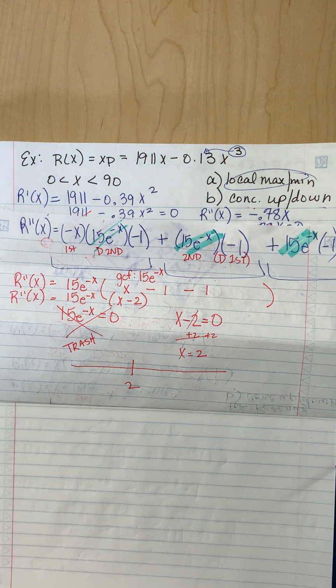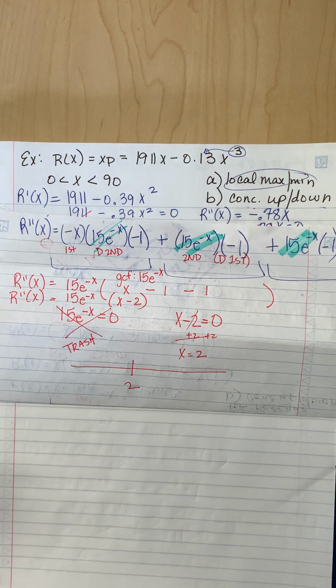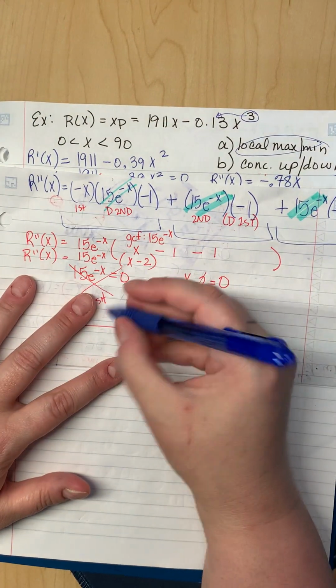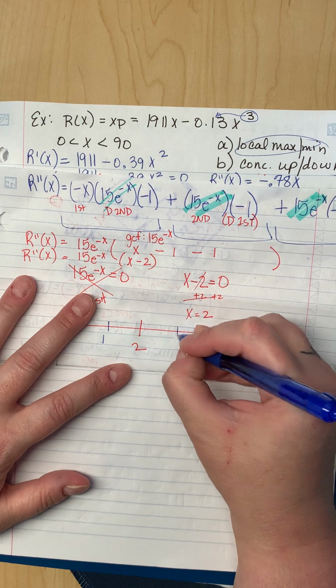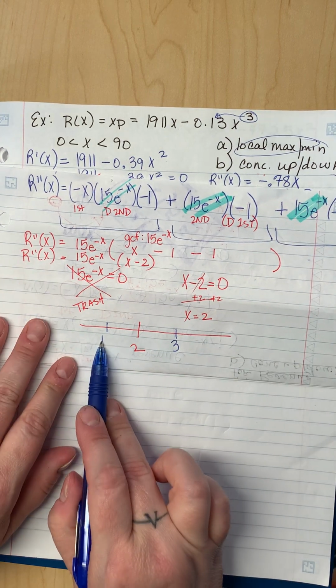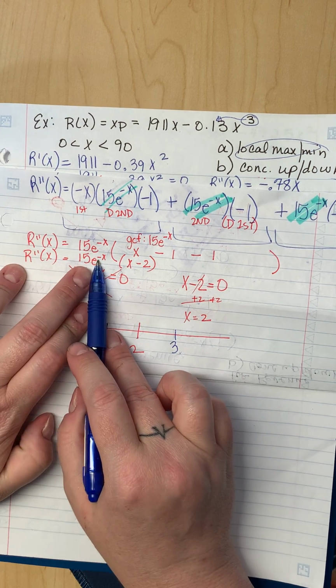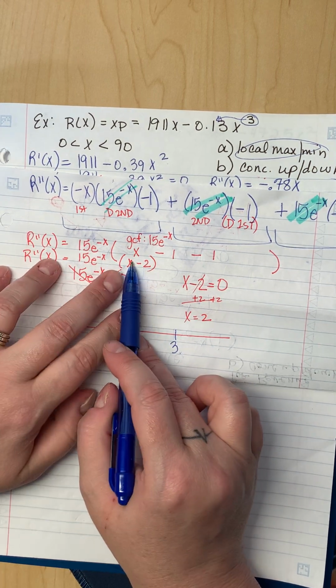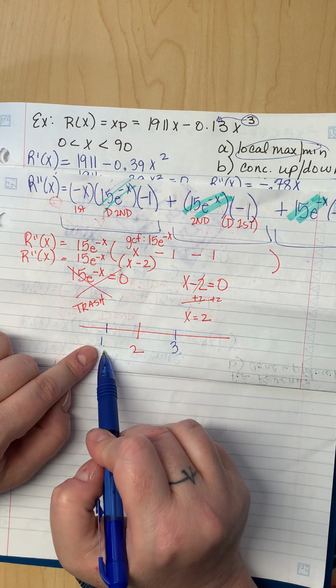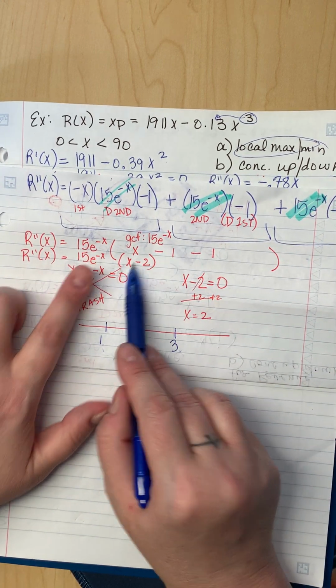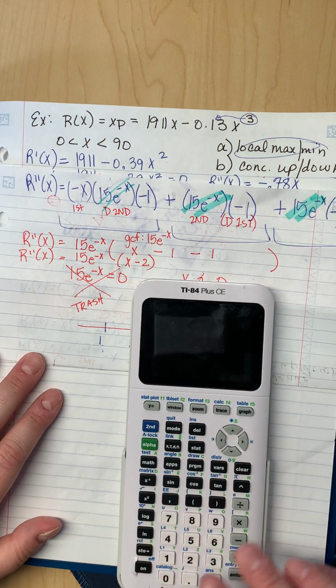For the first and second derivative, you do a number line, set it equal to 0, and do all the same process. It's just about where you plug in your numbers that's different. The number to the left of 2 is 1, and the number to the right is 3. Now we plug these into the second derivative, 15e to the negative x times x minus 2. We plug a 1 into both x's, then a 3 into both x's, and see whether we get a plus or a minus.